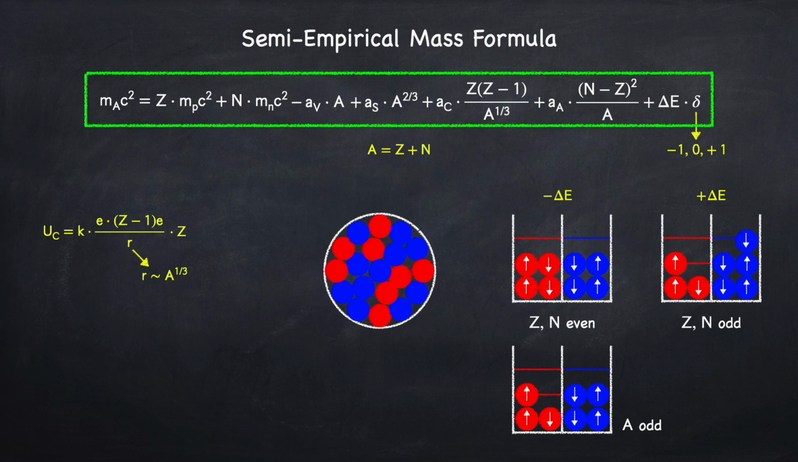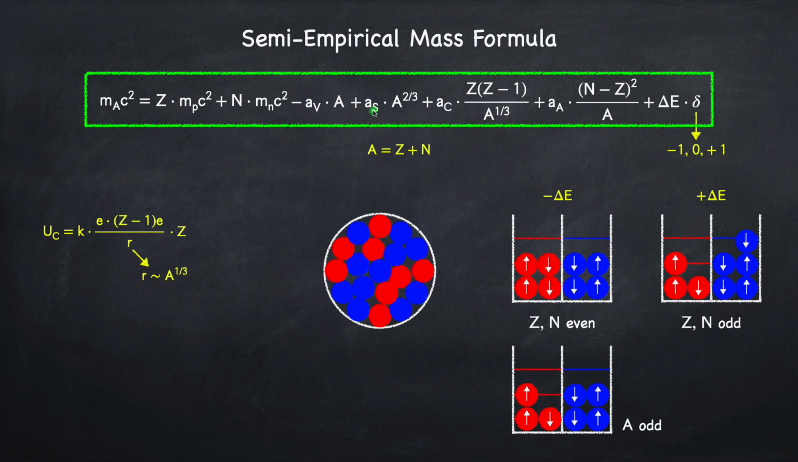Now I said you could plug into this formula, but there's actually some numbers in here we don't know, which is all of these factors, A sub V, A sub S, A sub C, etc. We don't know what those numbers are. So how do we find those? The way we find this is empirically, meaning through measurement. We measure the masses of a bunch of different nuclei, and then fiddle around with these numbers until we get the best fit for the general formula.